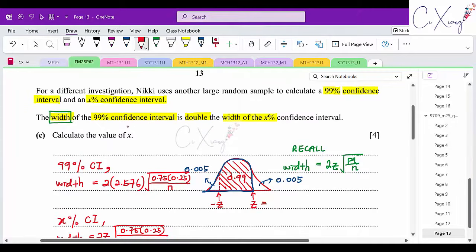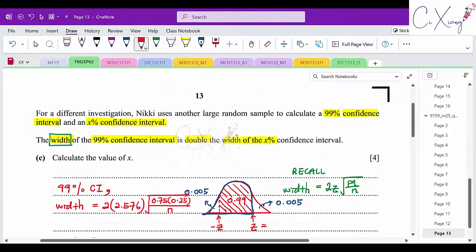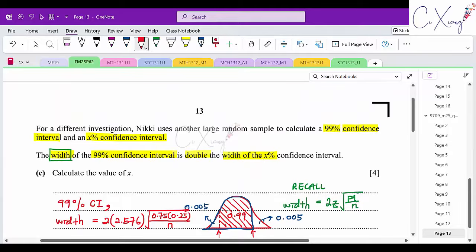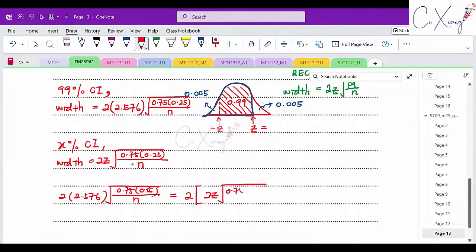Width of the 99% confidence interval is double. Double means 2 times. Okay, 2 times of what? 2 times of the width of the X percent. So where's the width of the X percent? This one, right? So 2 times of the width of Z percent. So this is what we have.